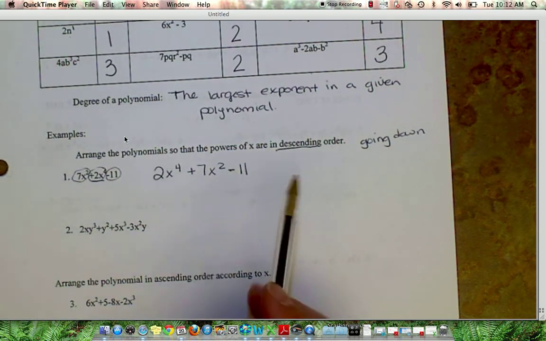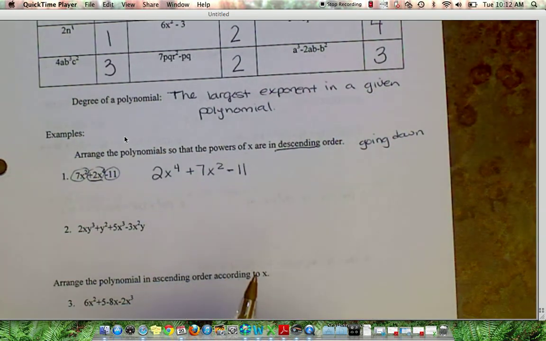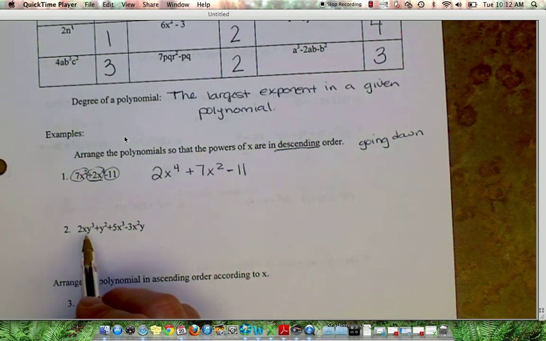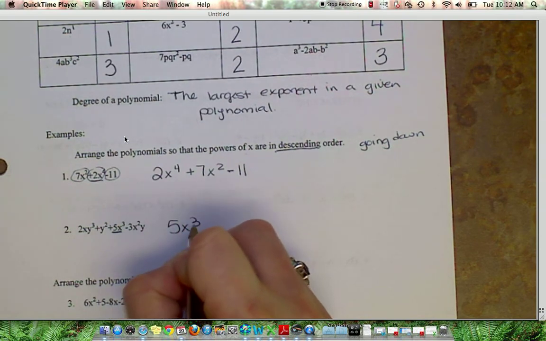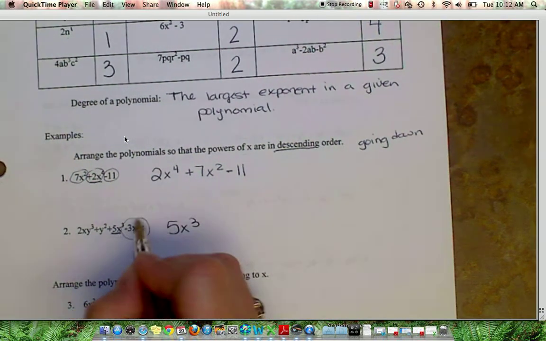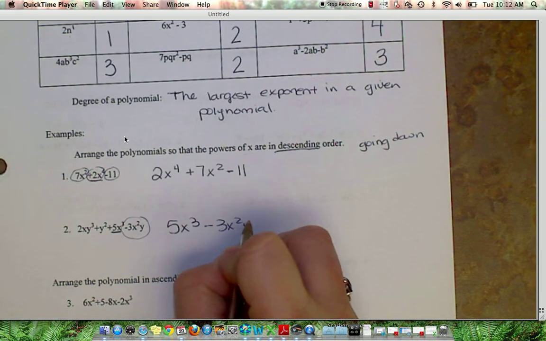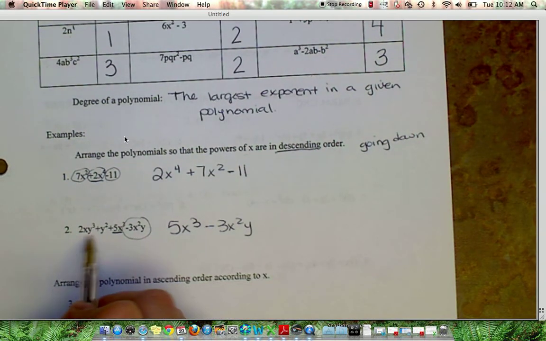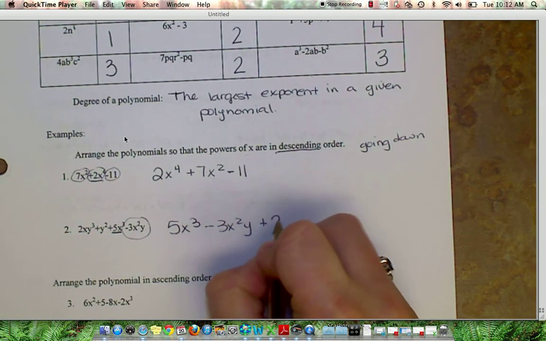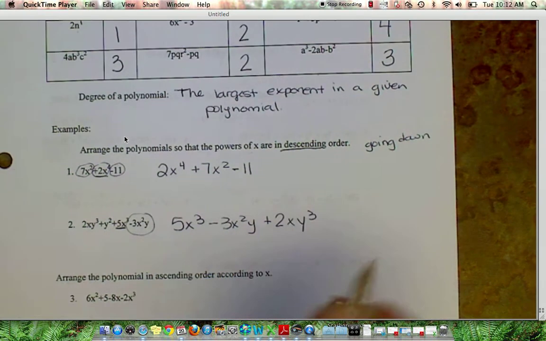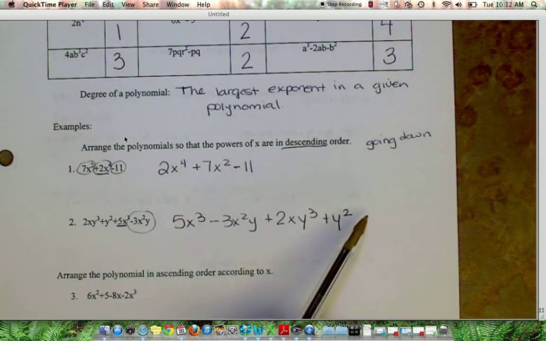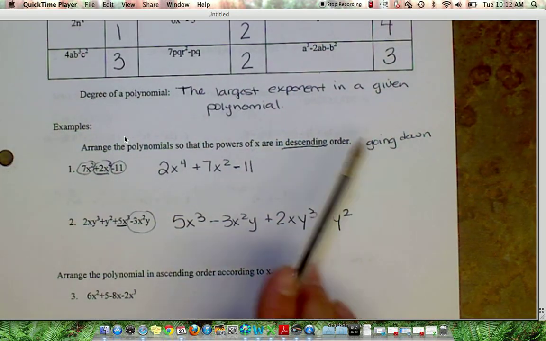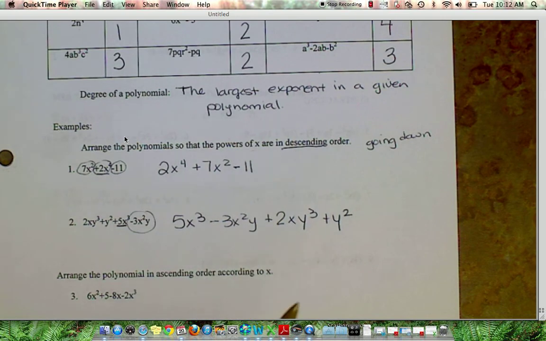In number 2, it says we're putting the powers of x in descending order. So that means we are going to start with x to the 3rd, x to the 2nd, x to the 1st, and that's positive because there's no sign in front of it, and no x's. So that is putting the x's in descending order, going down, like decelerating.